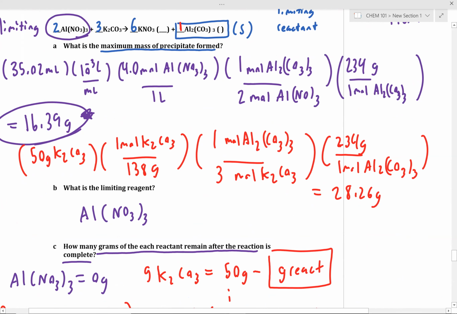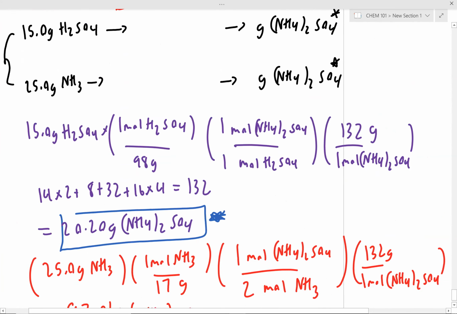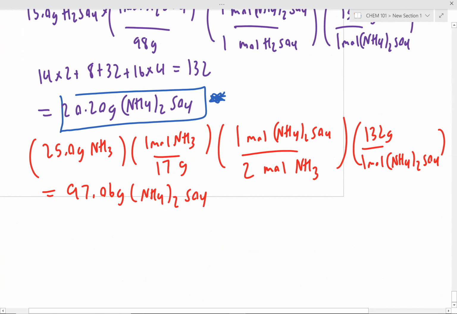Yes. Just on the last one, how come you chose 20.20 grams? The smaller mass of product generated indicates the actual mass of product produced. When the limiting reactant is consumed, that's as far as your reaction can go. Yes, exactly. We calculate the amount of product generated from each of our reactants.